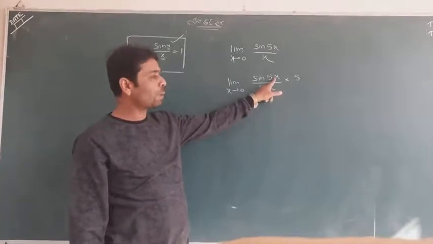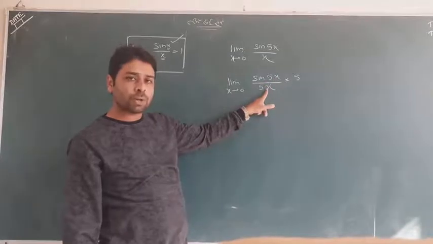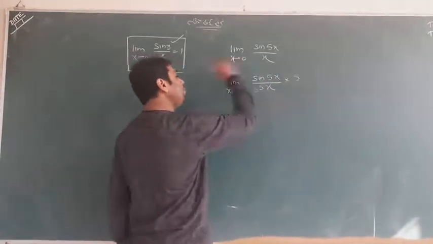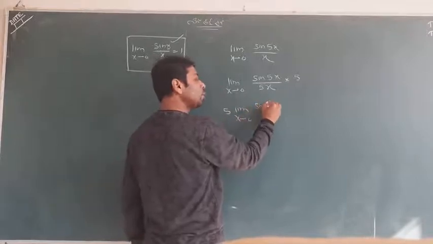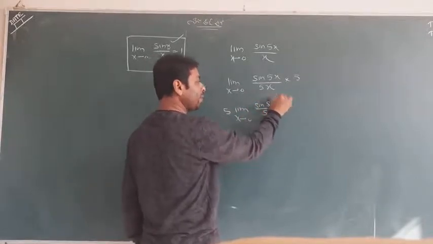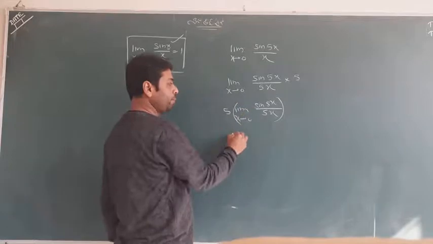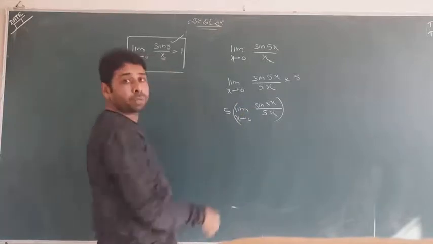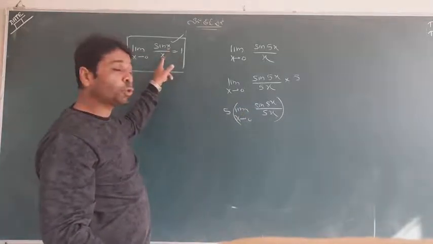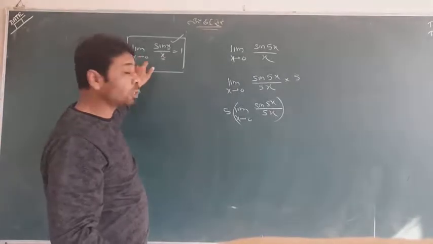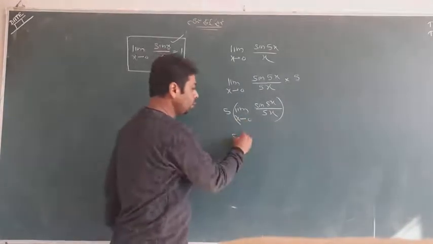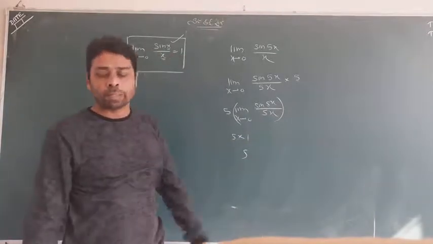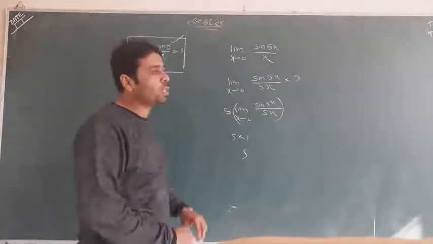So the angle was 5x. This is now 5x. Now keep 5 outside because it is a constant value. So your 5x upon 5x is remaining here, and you know it is 1. As I taught you here, when the angle and denominator portion are the same, under the limit x tends to 0, you need not change the limit, the answer is 1. So this is also 1. So your answer is 5. This is the shortcut method.